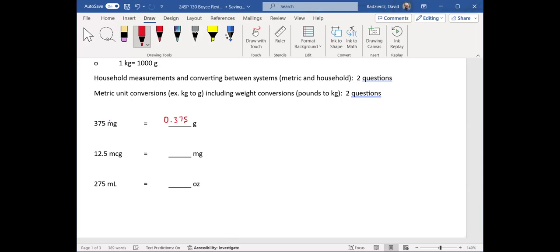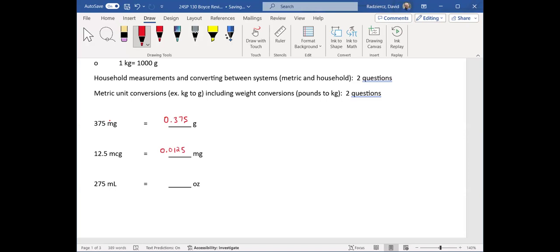Same thing for this one. This one's going to have a lot of extra zeros and it's going to frustrate you because you're going to see 0.0125. And it makes you want to round that number to 0.013. Nobody did that, which is good.